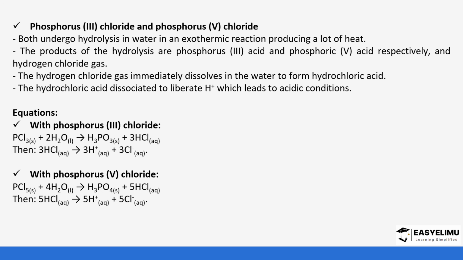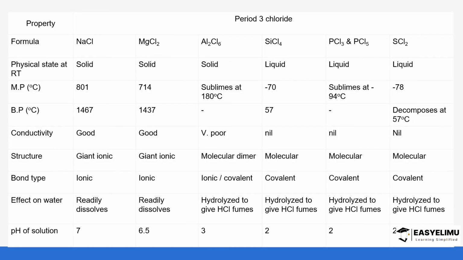So these are the properties. Note the structure and the bond type because it's going to affect a lot. So we only have giant ionic structure 2 and everything else is molecular with covalent bonds. And you can see the low melting point and sublimation of aluminium chloride. And it's very clear. It sublimes, as I have said, because of the weak van der Waals forces between the molecules. So let's do a few questions.